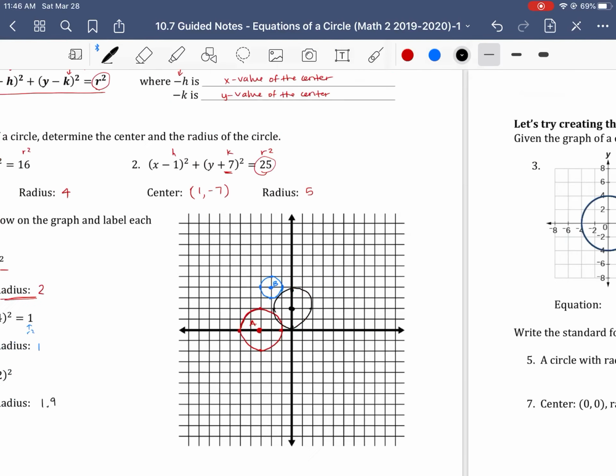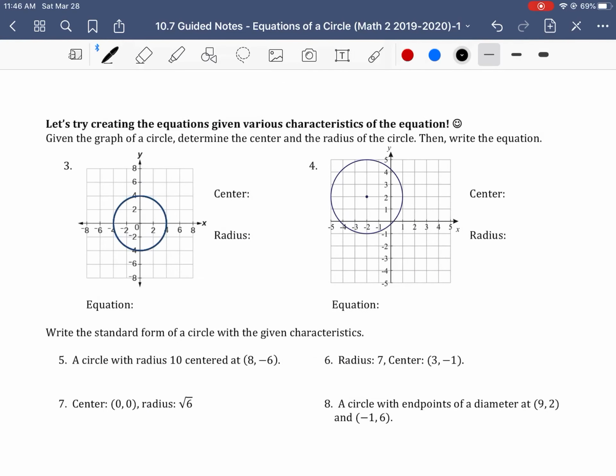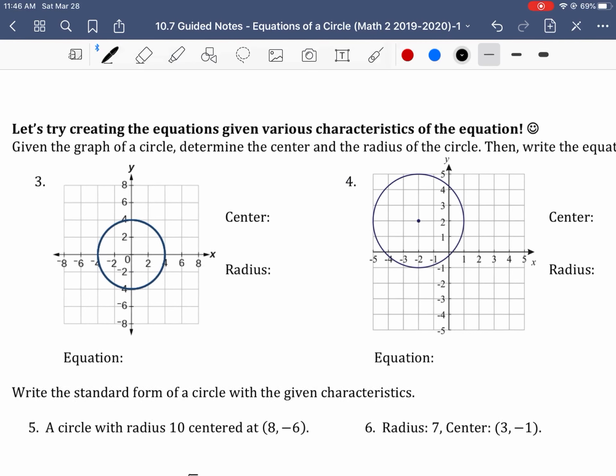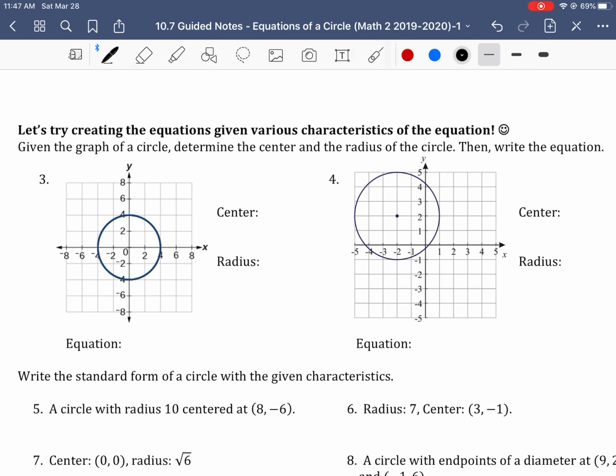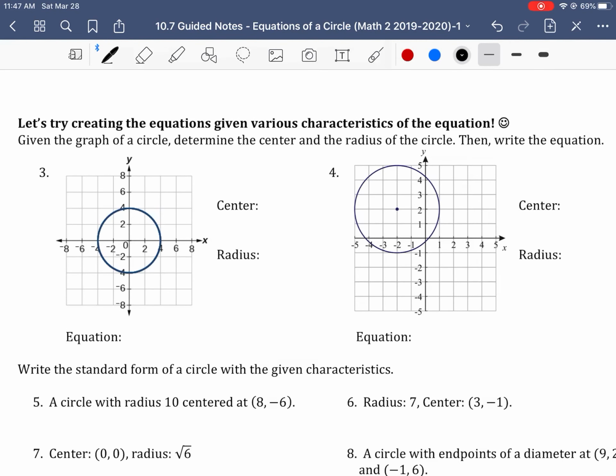Well, there you have it. All right. I'm going to do 2 more of these and then I will stop for the next video. Hopefully we can kind of see going the other direction. So now we're given the graph and we're going to build the equation. So again, in order to build the equation, you need the same items.